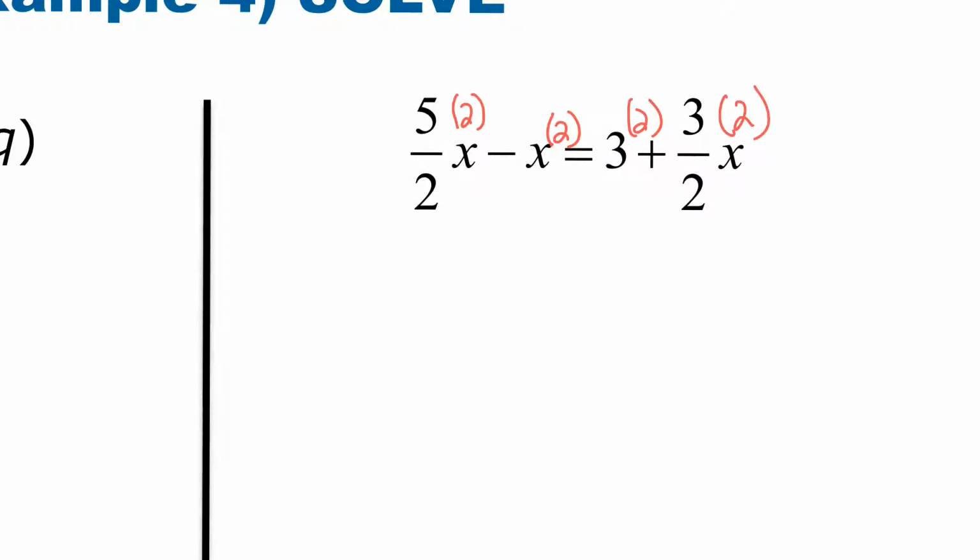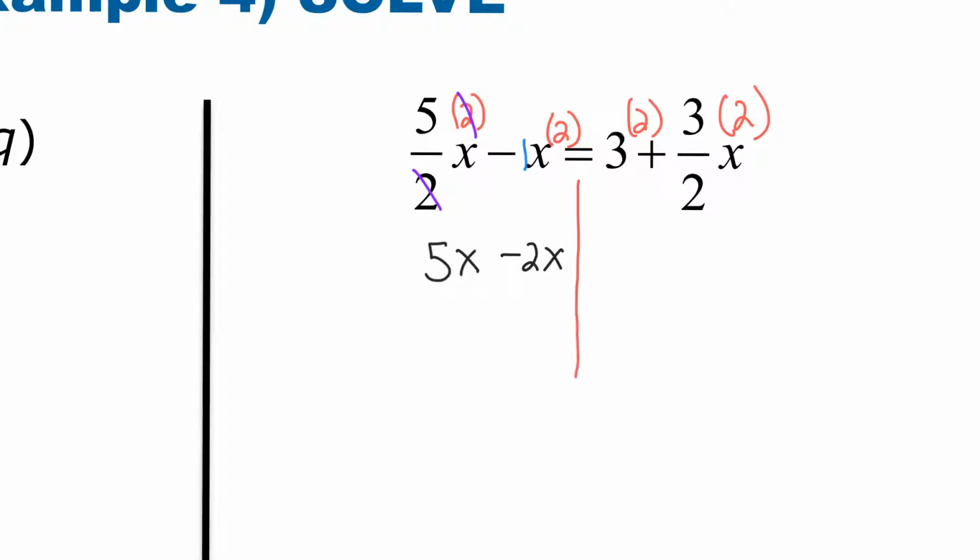Let's go ahead and cross simplify. 2 goes into 2 one time. So we just bring the 5. 1 times 5 is 5. There's a 5x. You guys multiply negative. There's a minus x times 2. Remember that x has an invisible 1. So we are going to multiply -1 times 2. That's -2x.